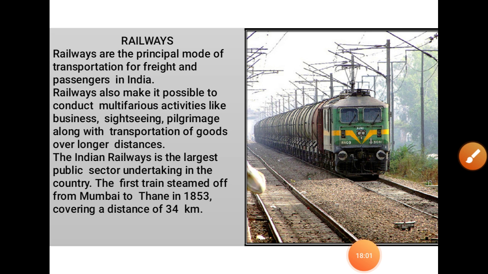Now the second is railways. Railway is the second form of land ways, which we will discuss in the next module.